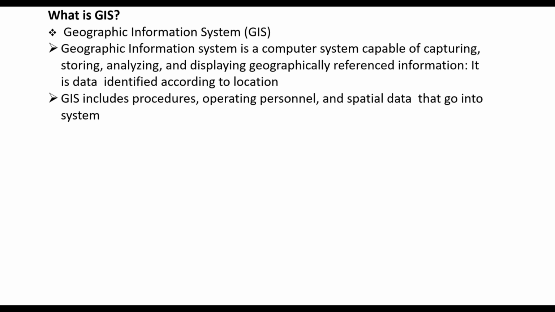GIS is actually Geographic Information System. Geographic Information System is a computer system capable of capturing, storing, analyzing, and displaying geographically referenced information.